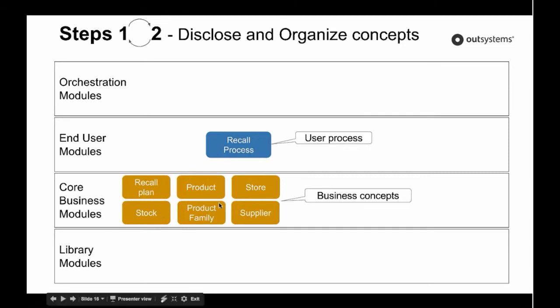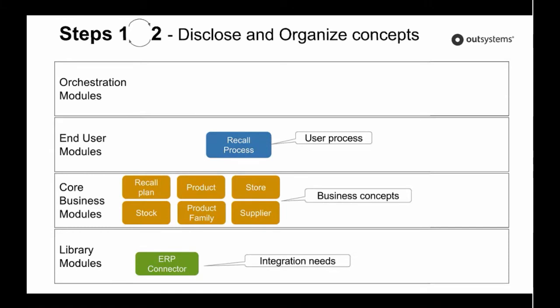So without worrying about understanding this specific problem, the point is that in the process of understanding what we need to build, what is the solution, we learn that we need this user process to support people to do the recall process, and we need to deal with products, stock of products, stores, suppliers, recall plans, etc., etc. We also learned that products are already maintained in an external ERP connector. So this is an integration need that I'm just collecting here as a concept. I will need to integrate with that ERP connector.